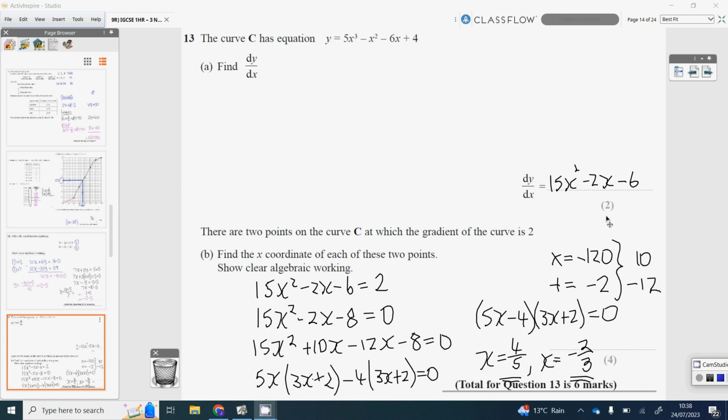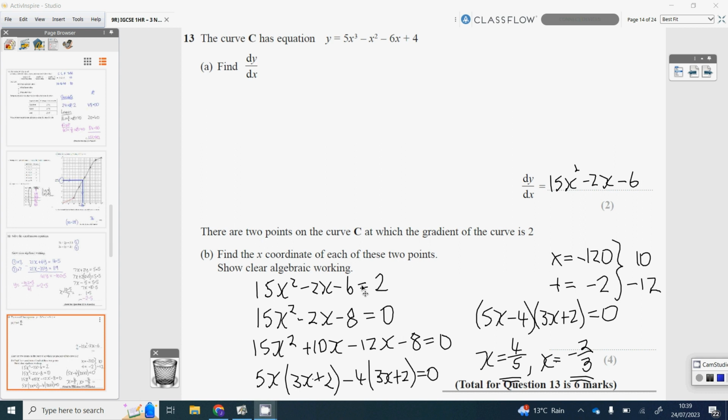But equally, if we know what we want the gradient to be, we can set the differential to being equal to this gradient and work out which x values give you this gradient. So we're going to set 15x squared minus 2x minus 6 to being equal to the required gradient of 2, and then we're going to solve this to find the appropriate values for x.